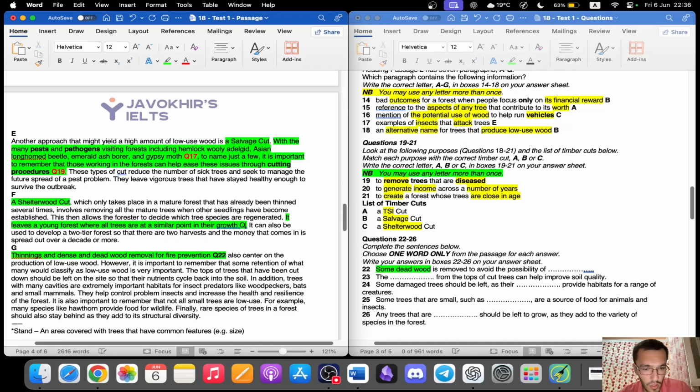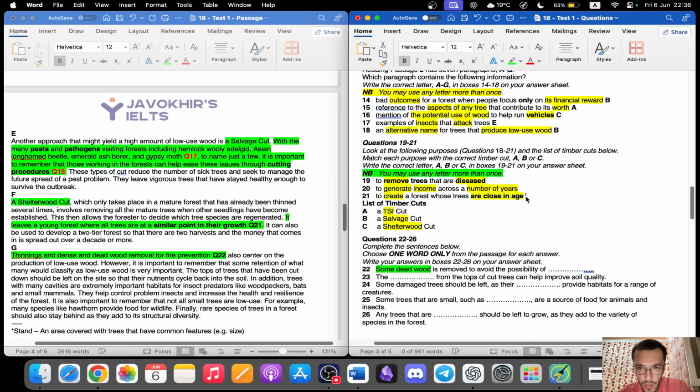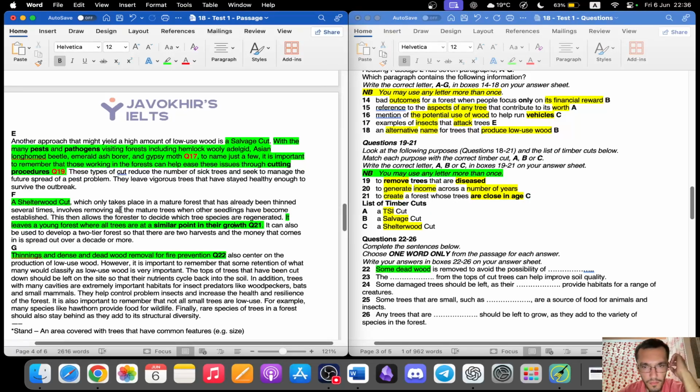So question number 21. Similar point of their growth means are close in age. So is this said by salvage cut? No, this is not salvage cut, but C, shelterwood cut. Did I find salvage cut, however?